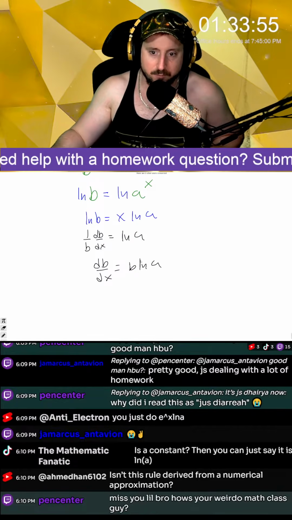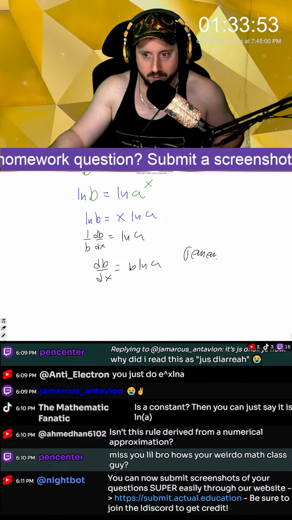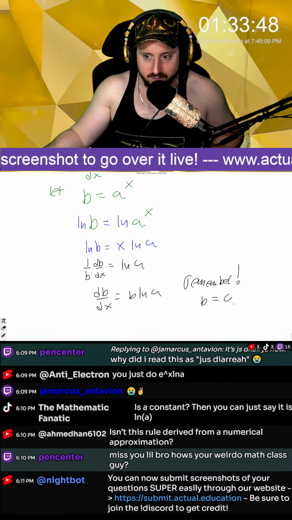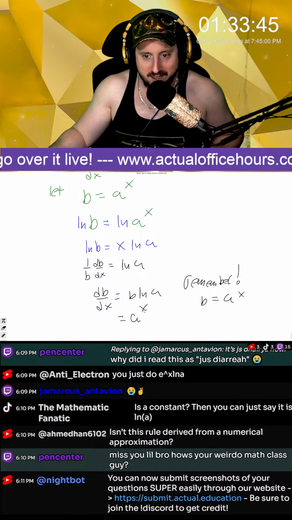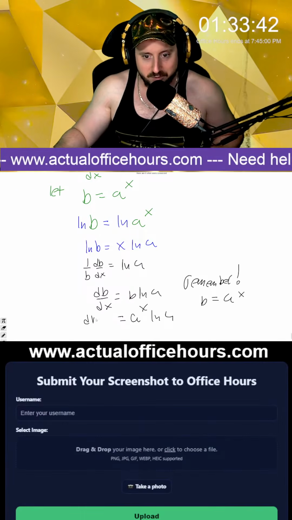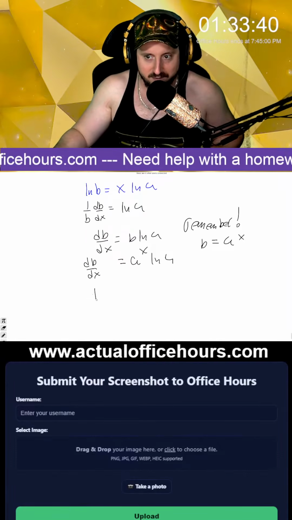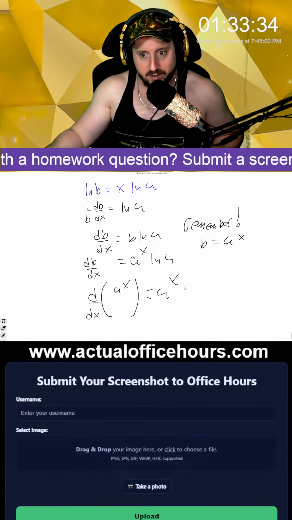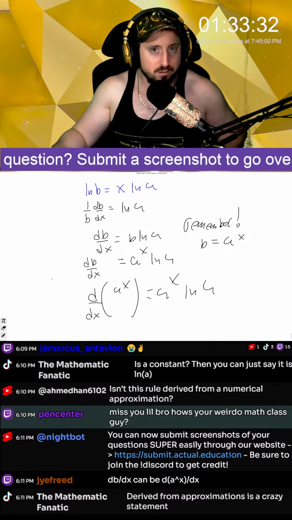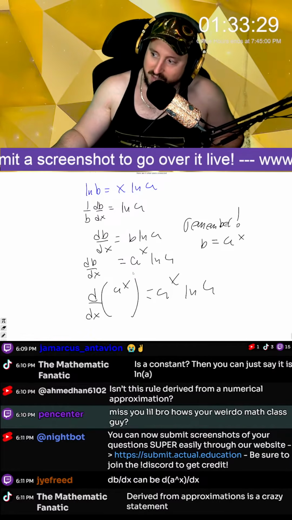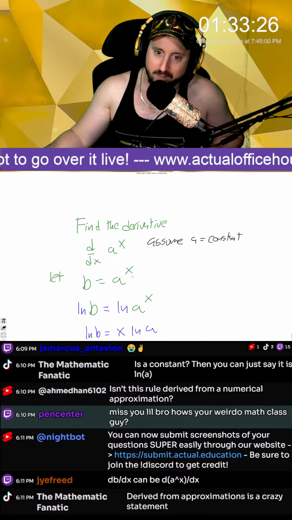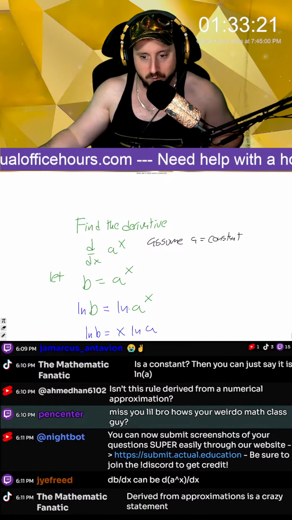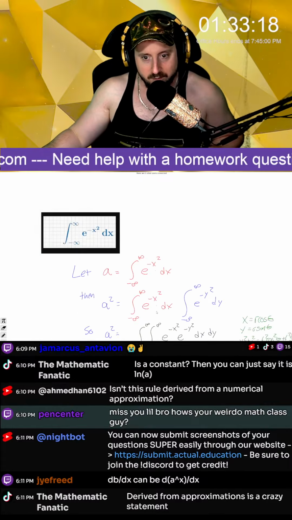Okay, we got it. And then remember, b was equal to a to the x. So you get a to the x ln of a is equal to db dx, which is the same thing as the derivative of a to the x with respect to x is equal to a to the x ln of a. There you go. Yes, that works. Good job. So that's another way to do it: set something equal to it, do operations on both sides, and then take the derivative. That's what we did here.